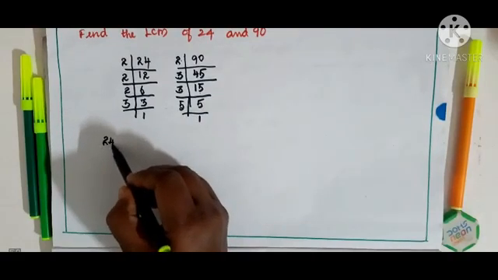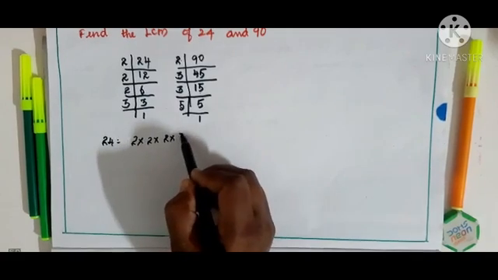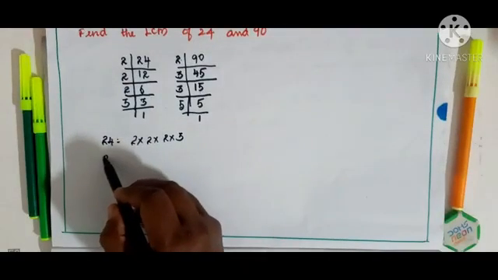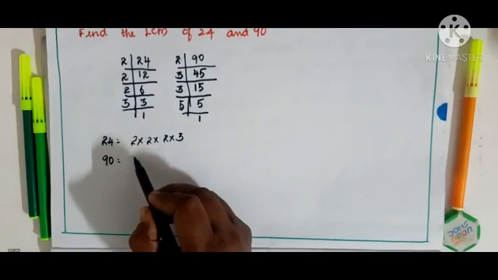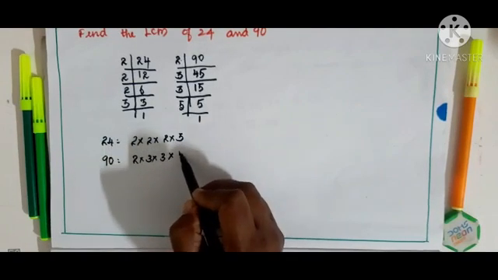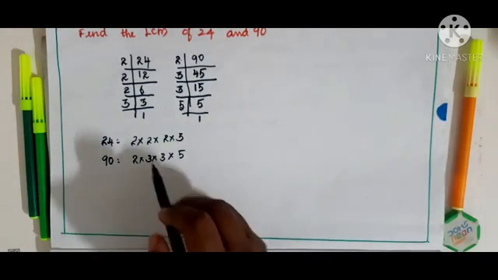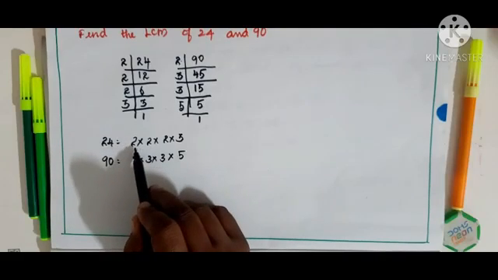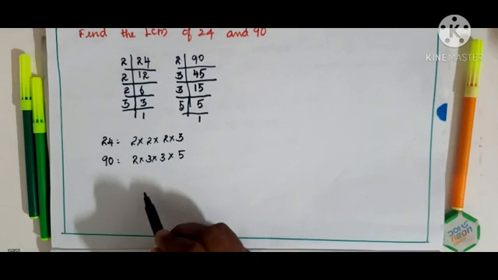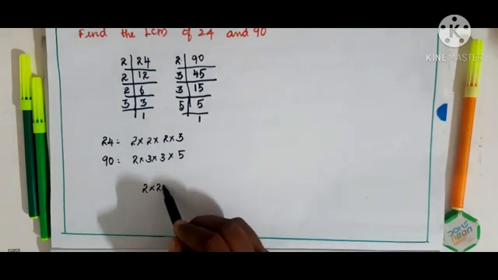So 24 is equal to 2 into 2 into 2 into 3. Then you can take 90, which is equal to 2 into 3 into 3 into 5. Is it okay? Here, you have to see that this 2 comes 3 times, so you can write it first. So it takes the prime factor 2, 3 times.